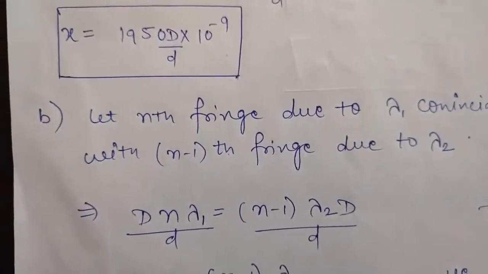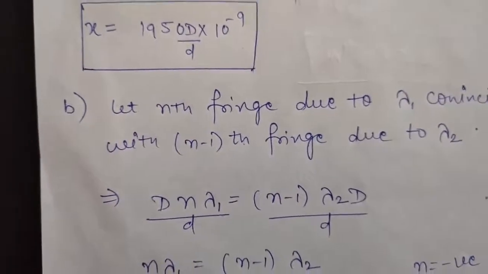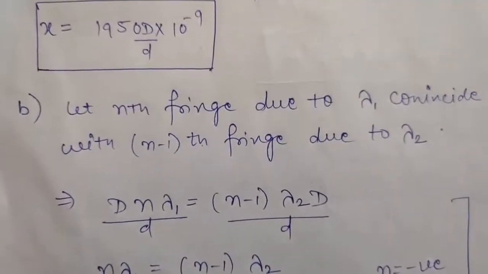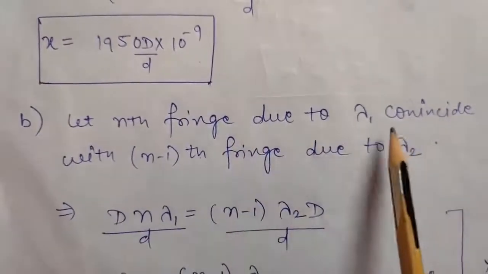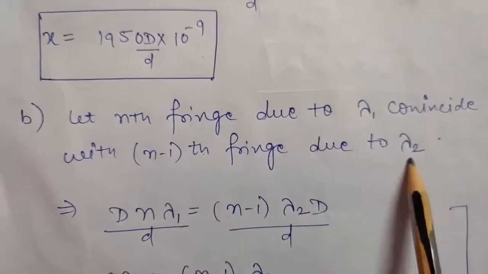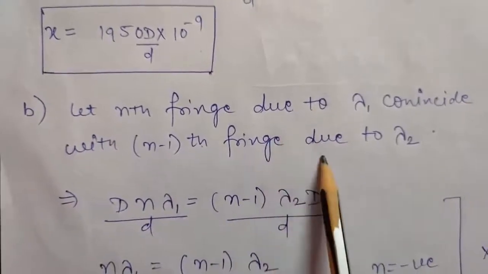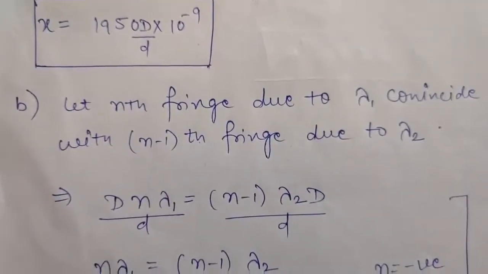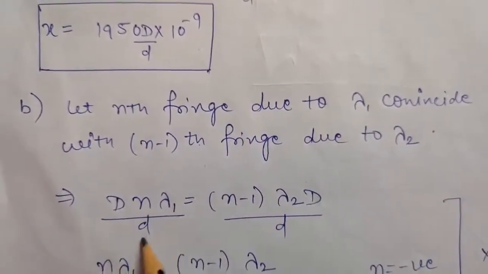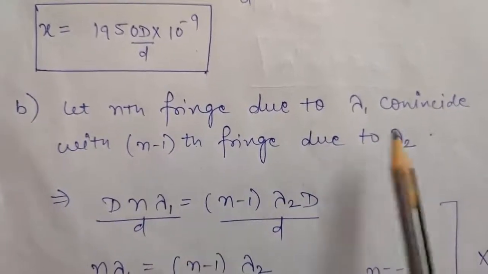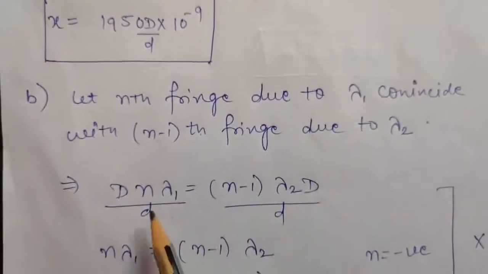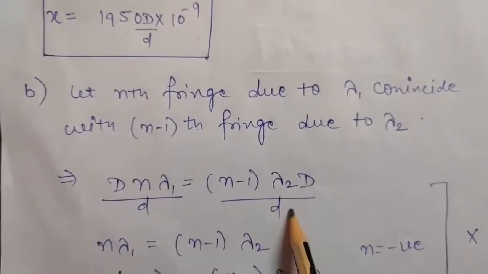what is the least distance from the central maxima where the bright fringes due to both wavelengths coincide. So for that, first of all, let us suppose the nth fringe due to lambda 1 coincides with the n minus 1th fringe due to lambda 2. Okay, so now if they are coinciding, that means their distance should be same, and both are maxima. So for lambda 1, the distance n lambda 1 D by d will be equal to, for lambda 2, n minus 1 lambda 2 D by d. That means their distance from the central maxima becomes same.